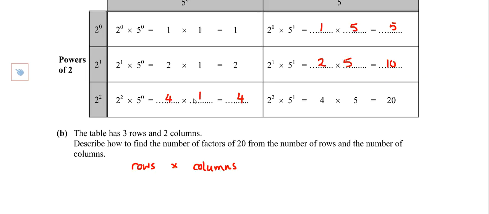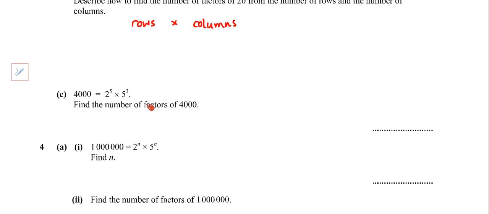Why do you think, for instance, this is where you need to start thinking about the question. Why are there 3 rows? So 2 to the power of 0, 2 to the power of 1, 2 to the power of 2. So that 2 tells you how many rows you're going to have, and the number of columns is how many powers of 5 you're going to have. Does that make sense? So the next question then is find the number of factors of 400.